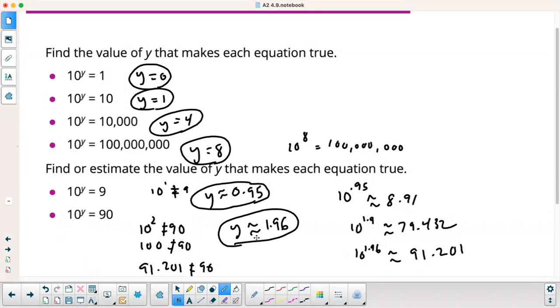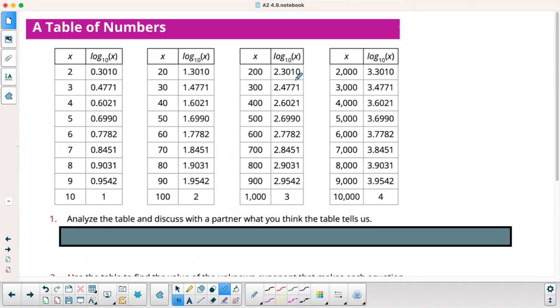Okay, so all right, here's some tables. We have the X column, and you can think of this as the Y column. Think of it as y equals log base 10 of x, okay? So this first question here, and I don't know how this textbook thinks that you're going to be able to answer this question, says analyze the table and discuss with the partner what you think the table tells us.